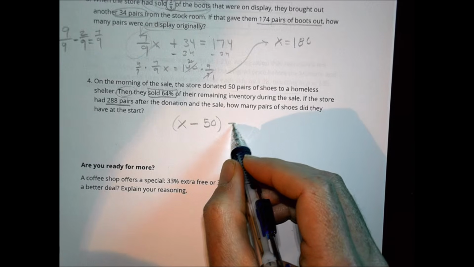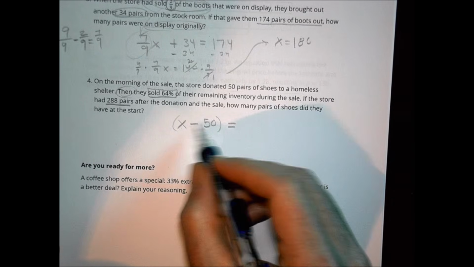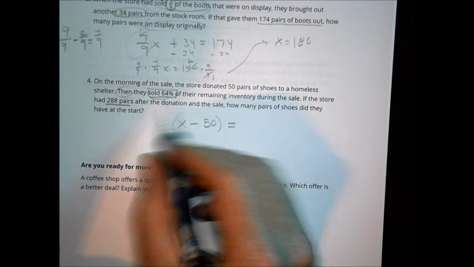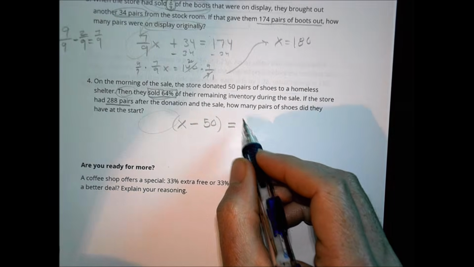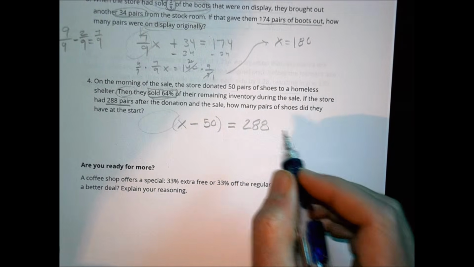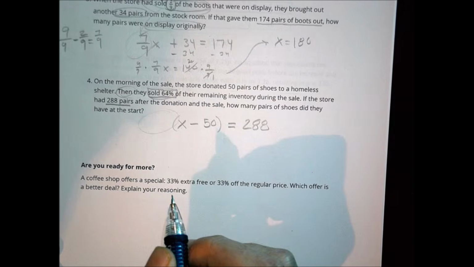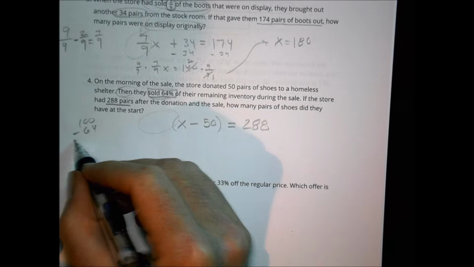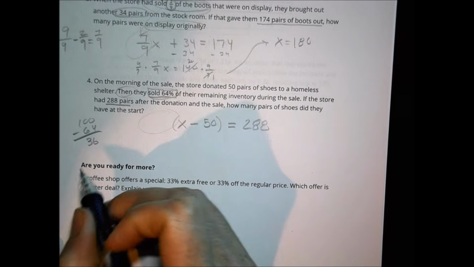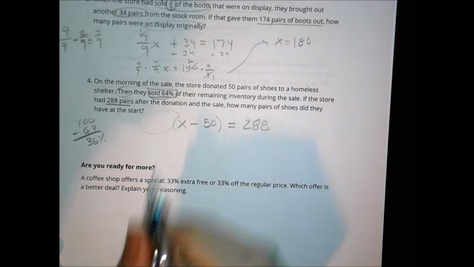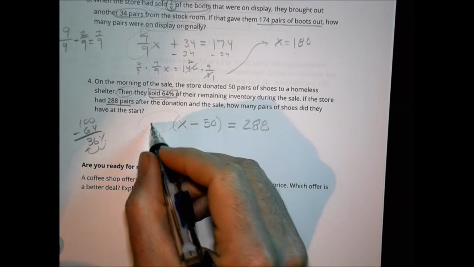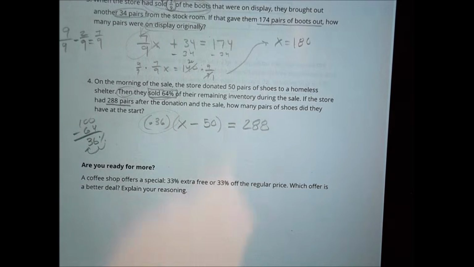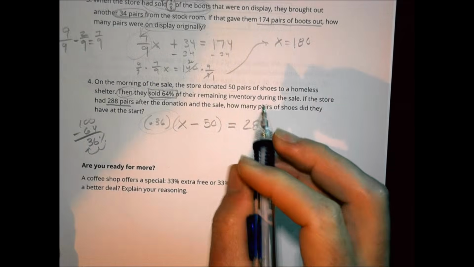So we know they had some shoes, they donate 50. Then they sell 64%, okay, we have another number right here, and we end up with 288 pairs left. Because they sold 64%, how many did they have left already? Well, 100 minus 64 is 36% is what they still had left. 36% as a decimal is 0.36.